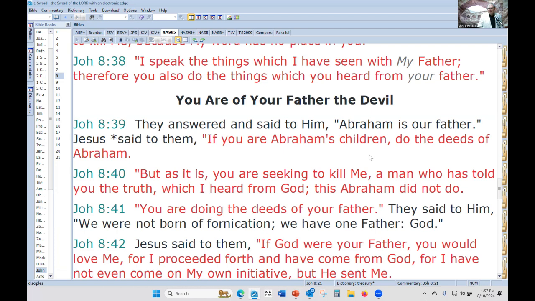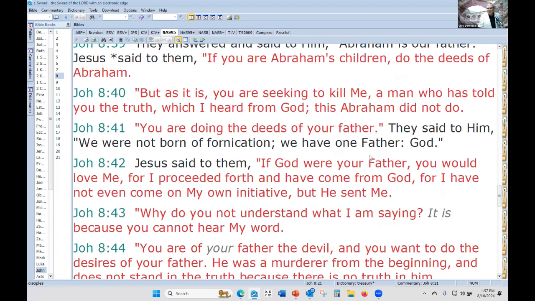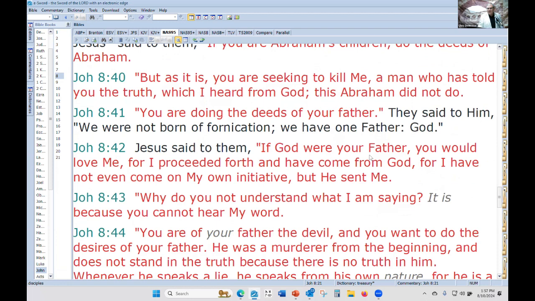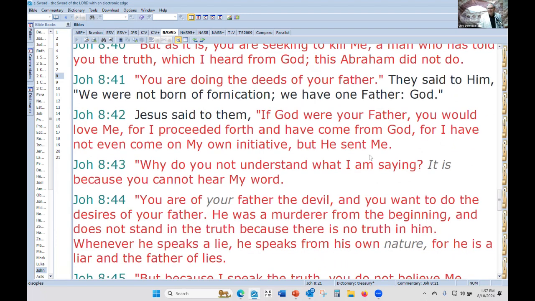But as it is, you are seeking to kill me, a man who has told you the truth, which I heard from God. This Abraham did not do. This Abraham did not do. You are doing the deeds of your father. And they said to him, "We were not born of fornication. We have one father, God." And Jesus said, "If God were your father, you would love me, for I proceeded forth and have come from God. For I've not even come on my own initiative, but he sent me."